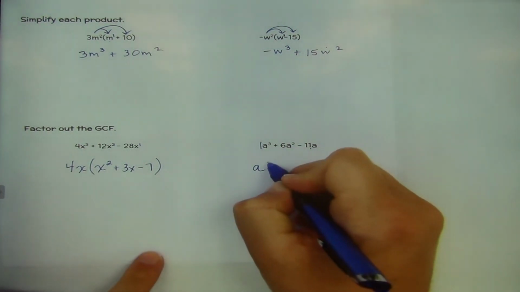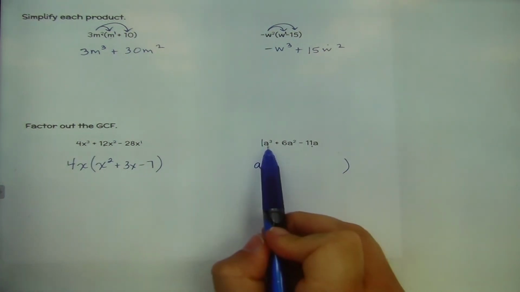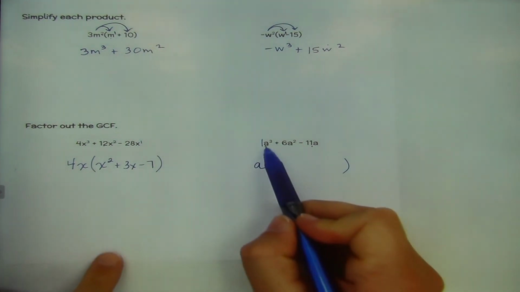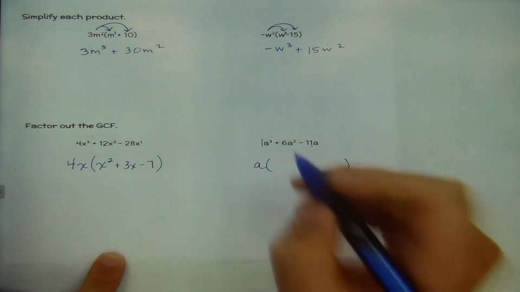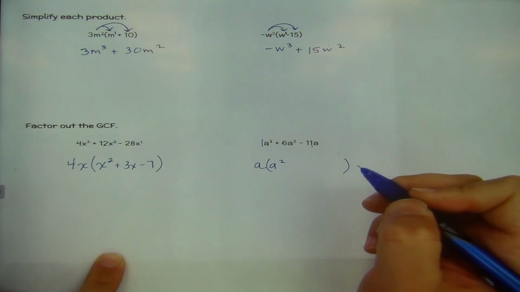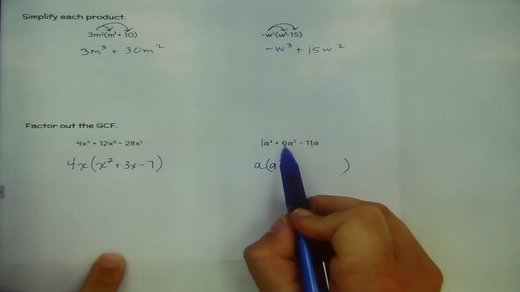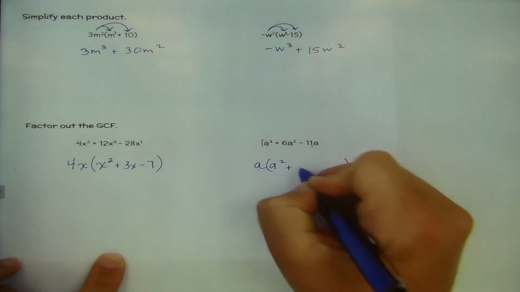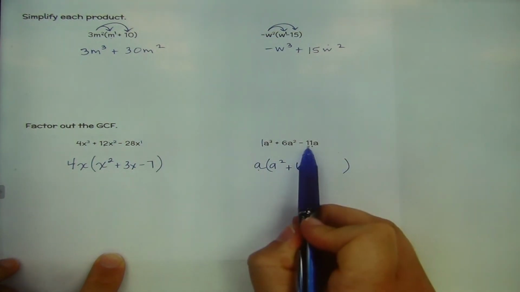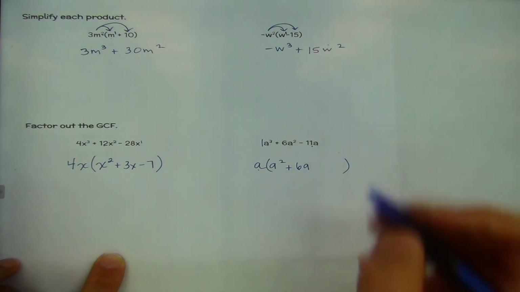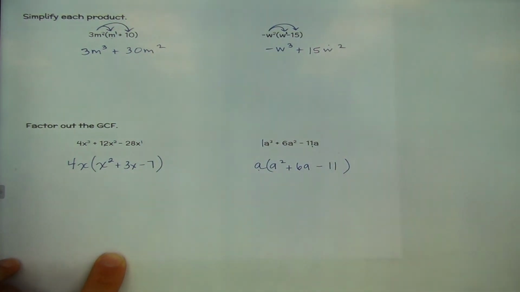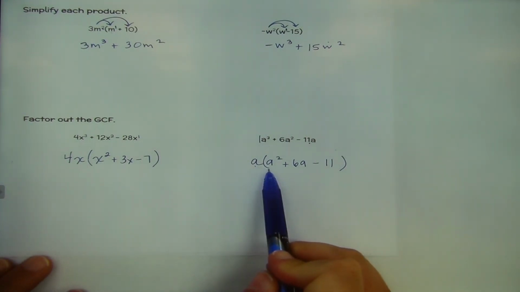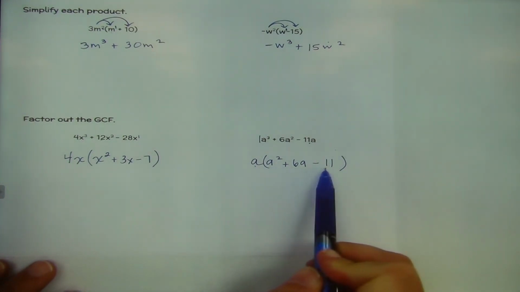So I put a single a outside a set of parentheses, and now I need to divide all three terms by the greatest common factor. So a cubed divided by a is going to be a squared. 6a squared divided by a is going to be plus 6a. And then negative 11a divided by a is going to be minus 11. So our solution is a times a squared plus 6a minus 11.